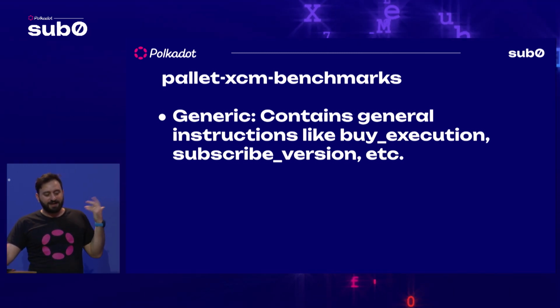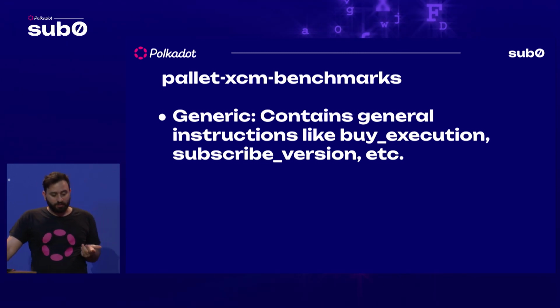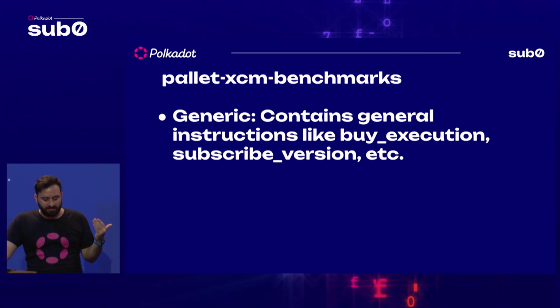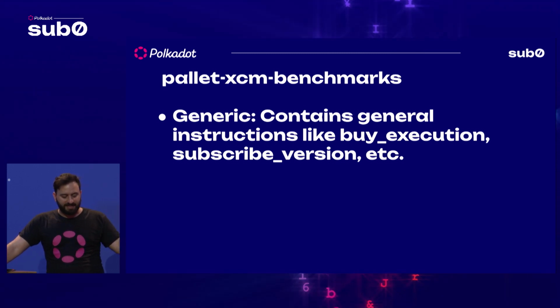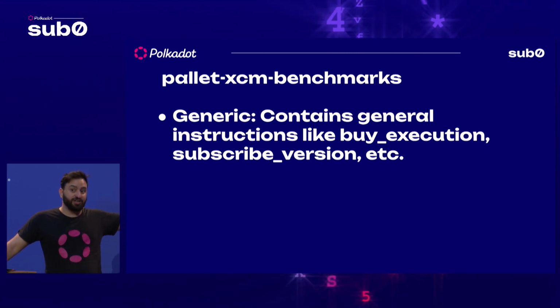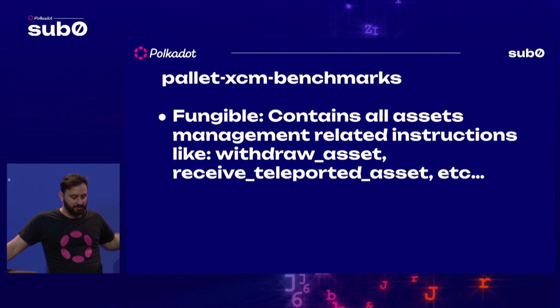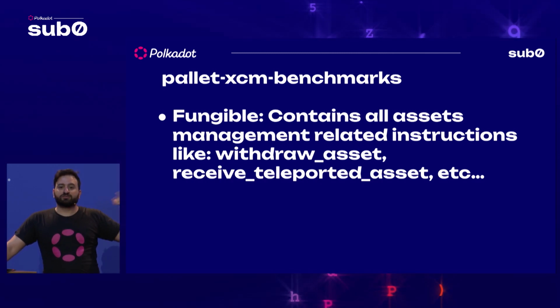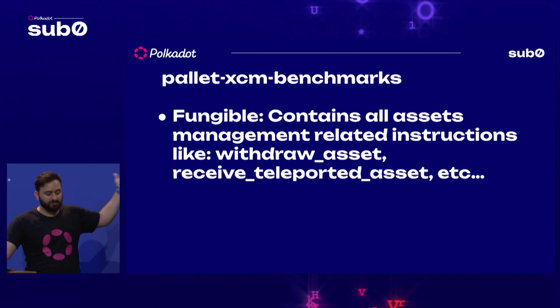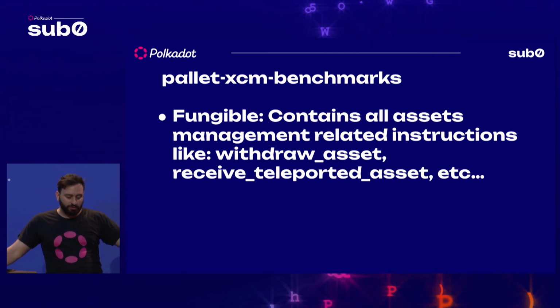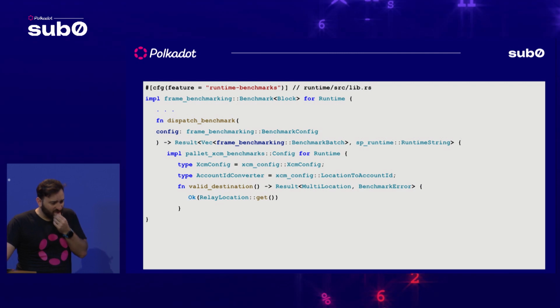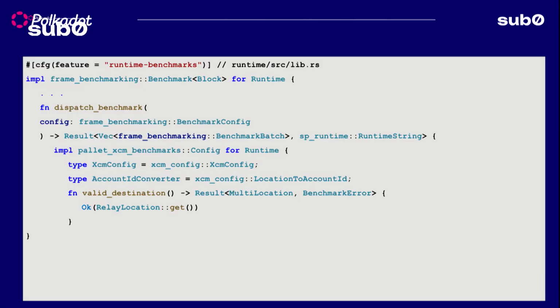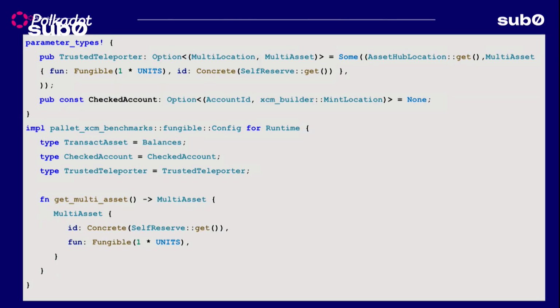So there is a Pallet XCM benchmarks, okay? And you can benchmark instructions by execution to script version. This is the generic one. It's composed of two files. And then you have the fungible one, where all the instructions related to assets, like withdraw assets or receive teleport assets, are included in this benchmark. So this is how we implemented it. I'm running a little bit out of time, so I will go a little bit faster, sorry.